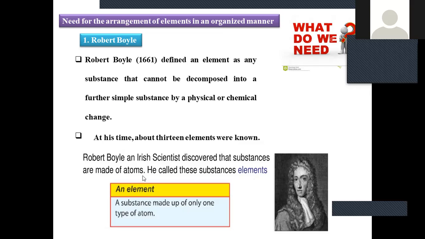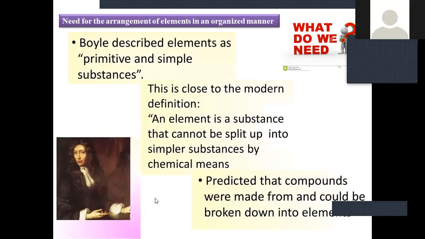The terminology of element was provided by the scientist Robert Boyle: a substance made up of only one type of atom. If you take any substance made up of only one type of atom, for example coal, what is it made up of? It is made up of purely carbon only. Wherever you take it and identify its composition, you find only carbon. In such a manner, the substance is made up of only one kind of atoms. He assumed like that, right?